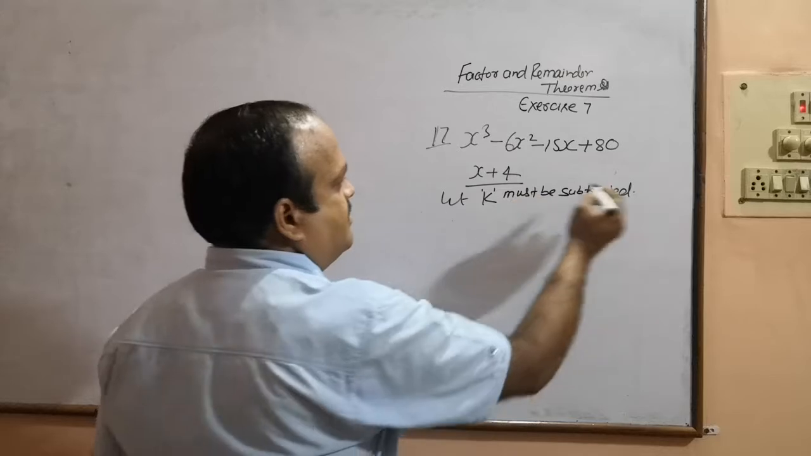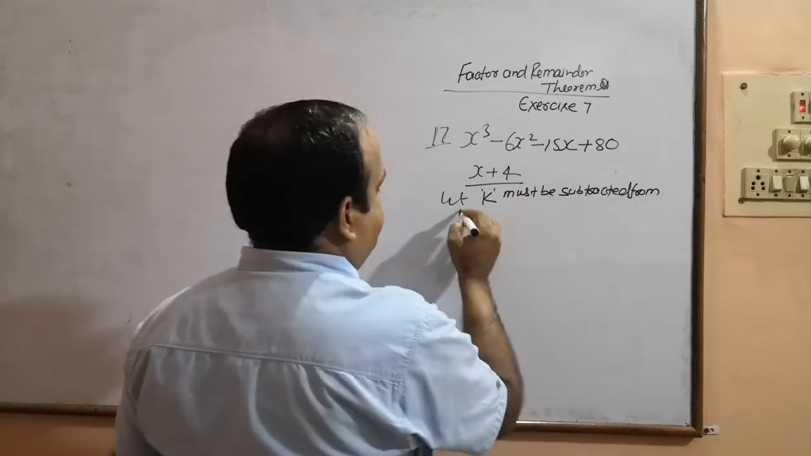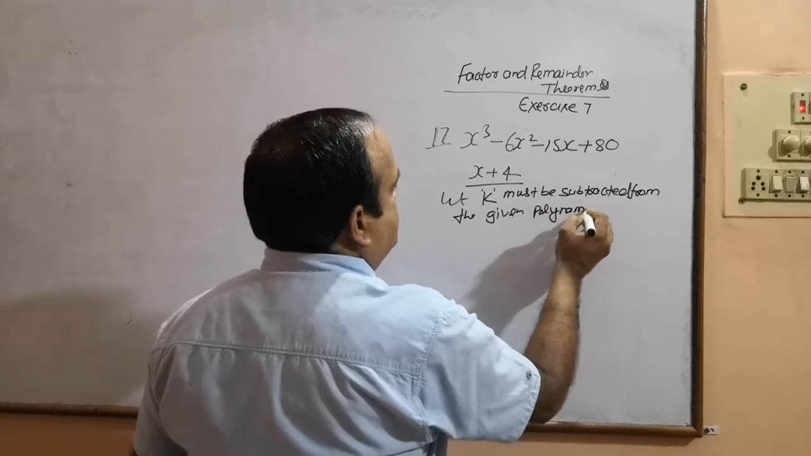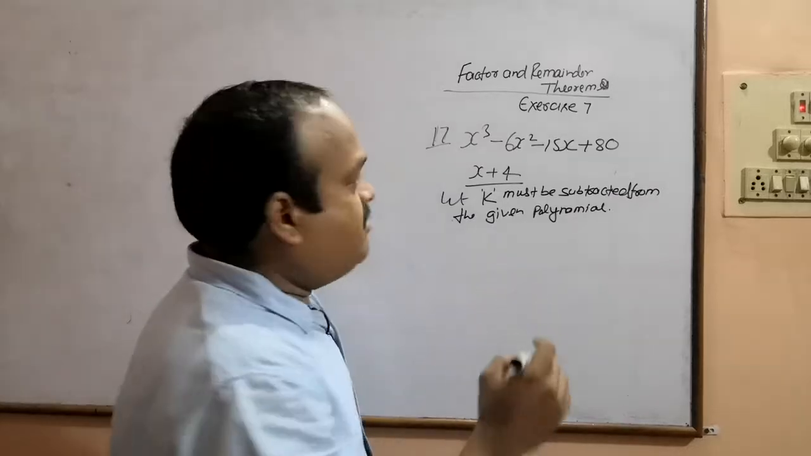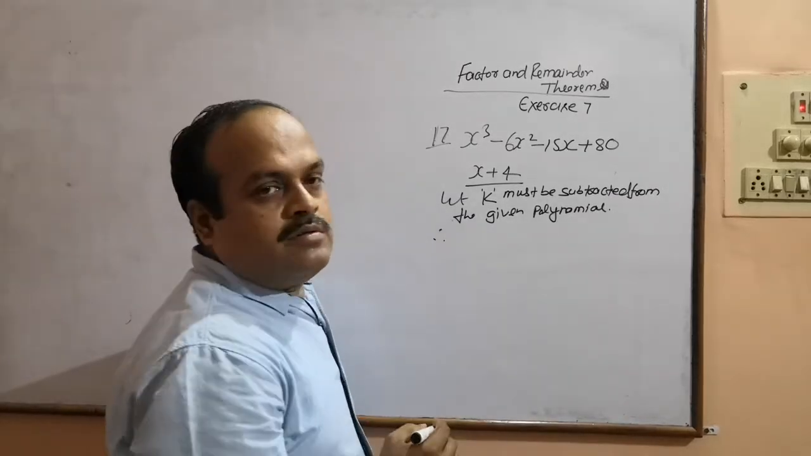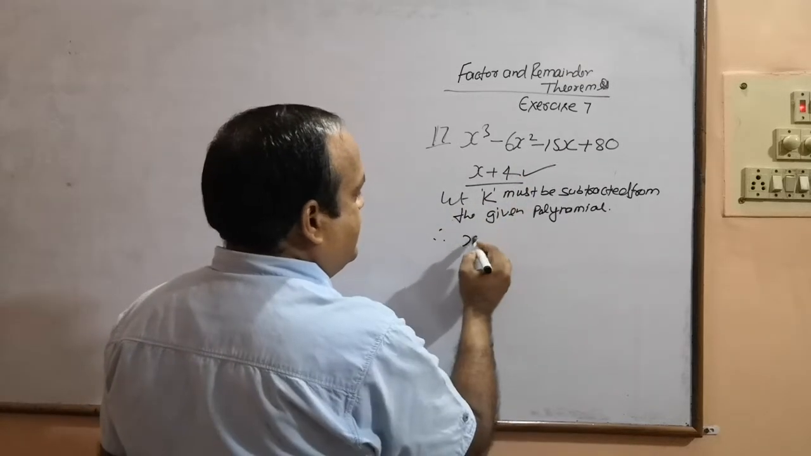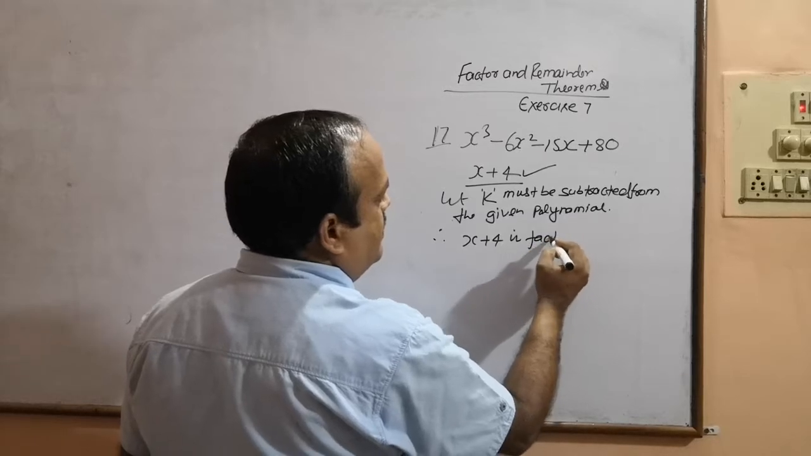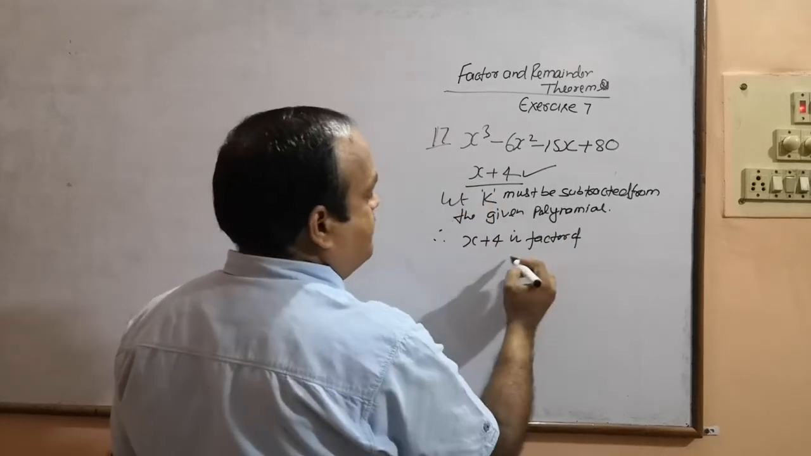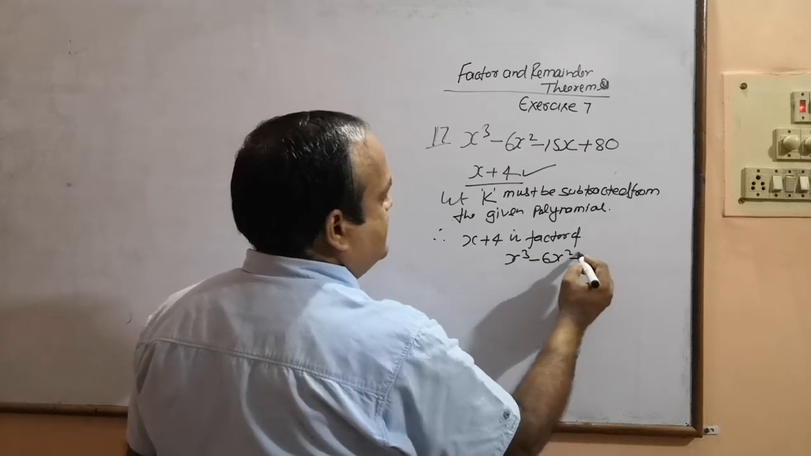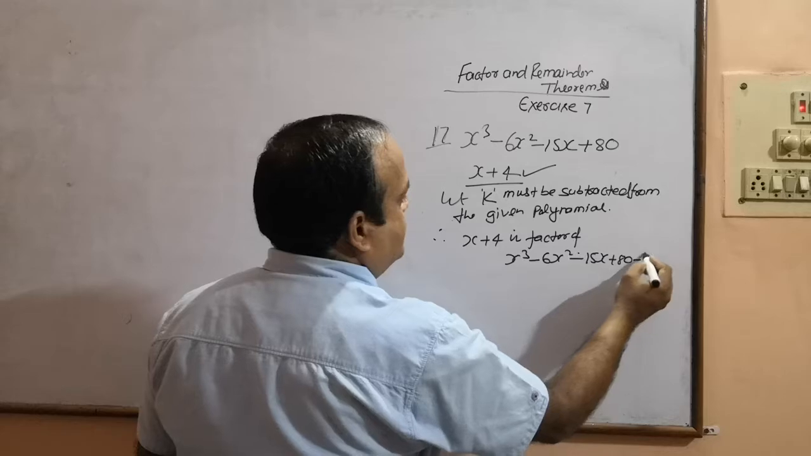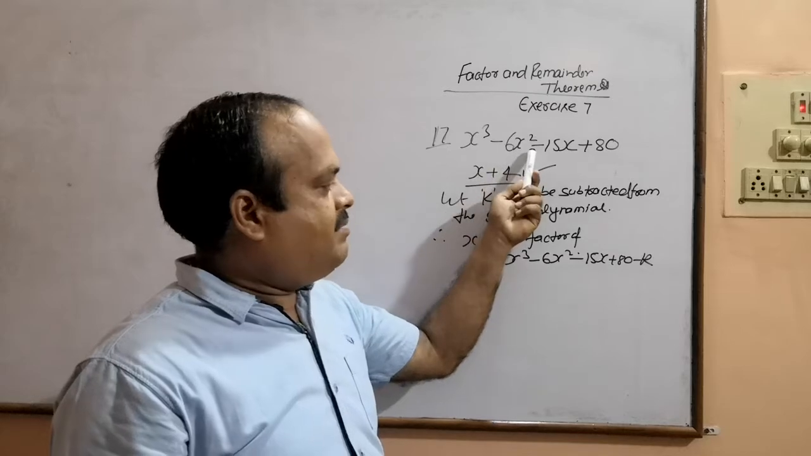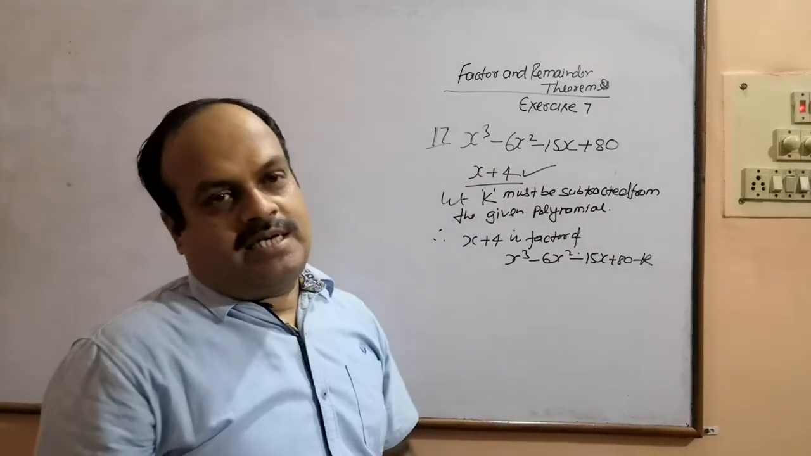From the given polynomial. Therefore, you can say x plus 4 is factor of x cube minus 6x square minus 15x plus 80 minus k.